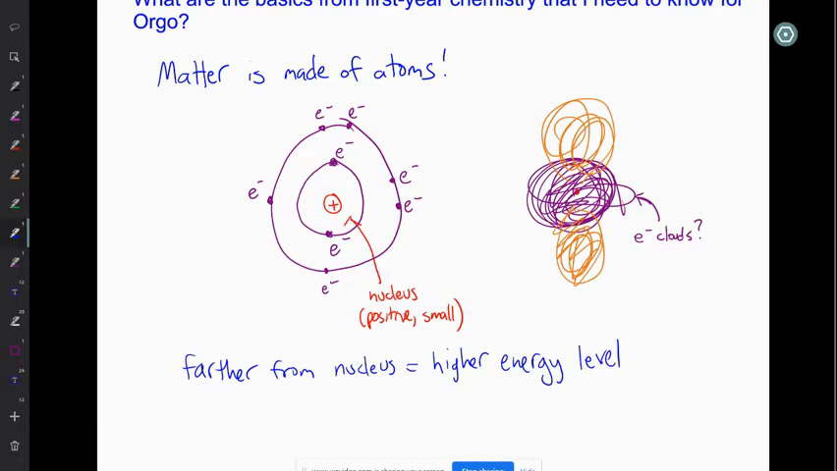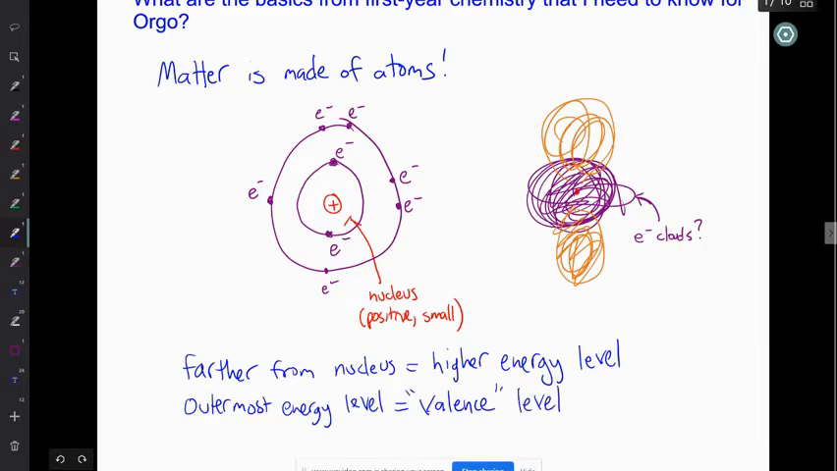And where we're going to focus is on the outermost energy level. The outermost energy level we'll call the valence level. And those electrons in that valence level we'll call the valence electrons. Those are going to be the most important because those are the ones that interact with other atoms when they meet each other. Okay, so you want to know those basic facts about the way we think of matter and atoms.